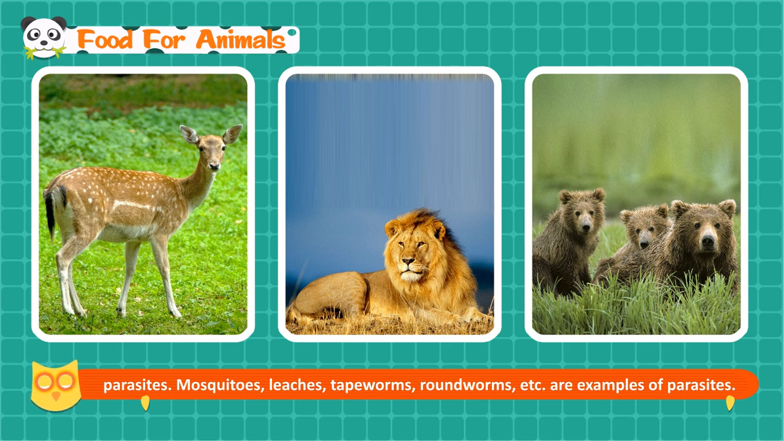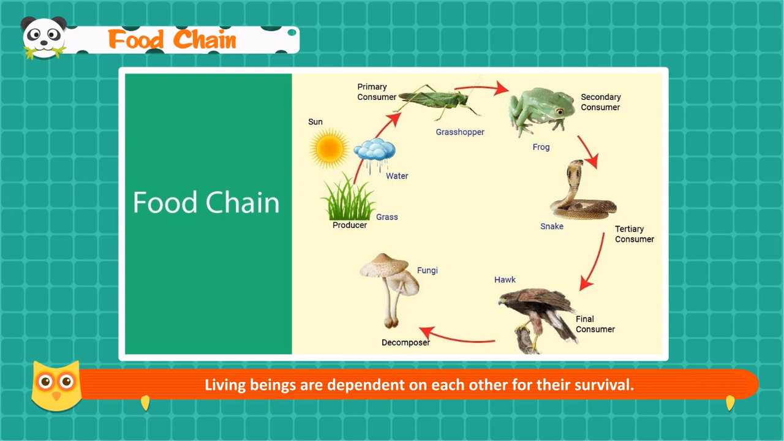Food chain. Living beings are dependent on each other for their survival. For example, a goat eats grass and human beings eat goat meat. A deer eats plants and a tiger eats a deer. This sequence of eating and being eaten results in a chain called the food chain. Food chains exist everywhere in nature.